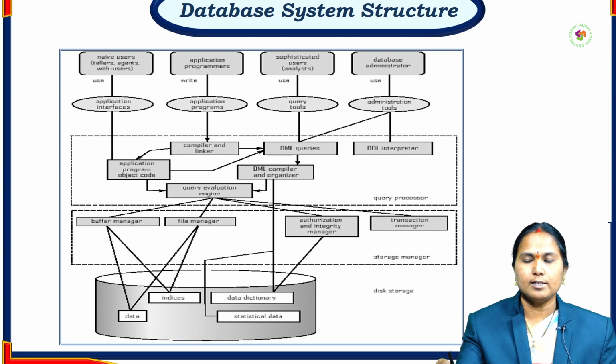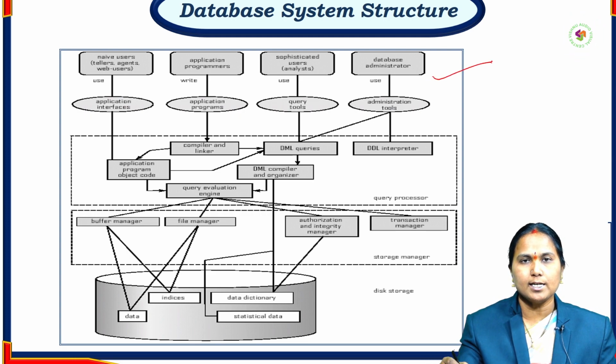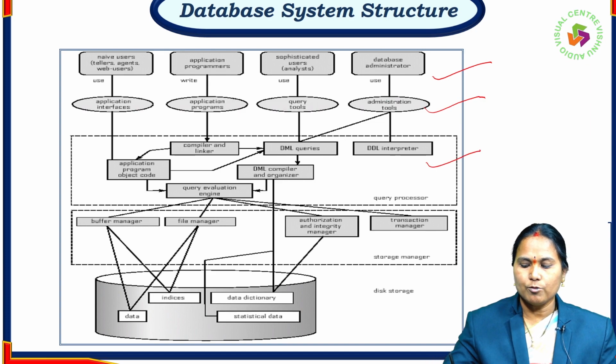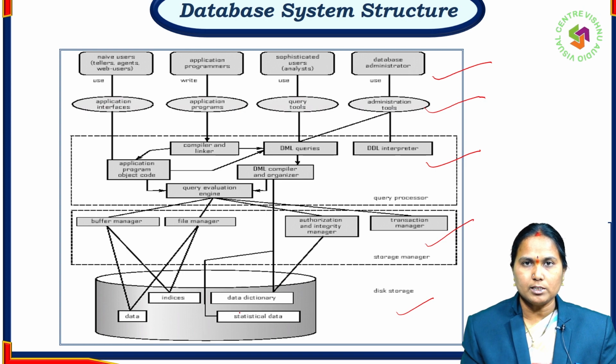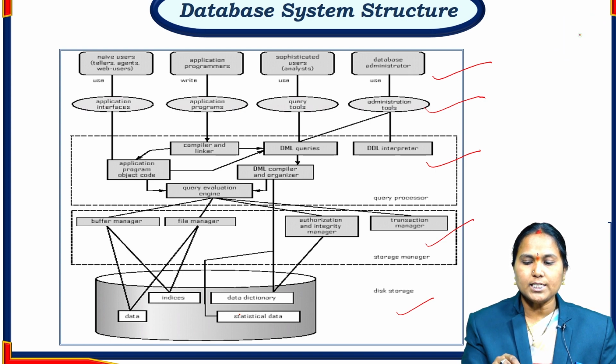Coming to this structure, the first, topmost part is the database users. Next is the interface mechanism. Third is the query processor. Fourth is the storage manager module. Last is the disk storage. The data inside the disk can be interacted with by the database users. Every user interacts through these interfaces.